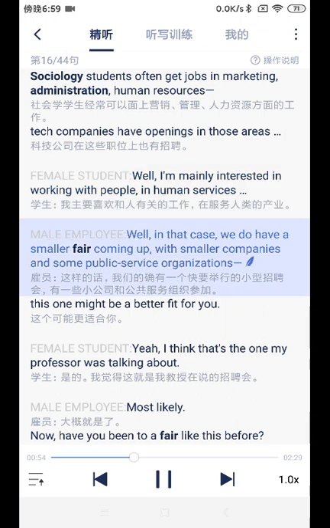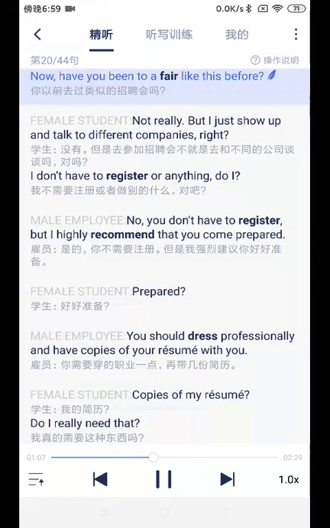Well, in that case, we do have a smaller fair coming up with smaller companies and some public service organizations. This one might be a better fit for you. Yeah, I think that's the one my professor was talking about. Most likely. Now, have you been to a fair like this before? Not really, but I just show up and talk to different companies, right? I don't have to register or anything, do I?